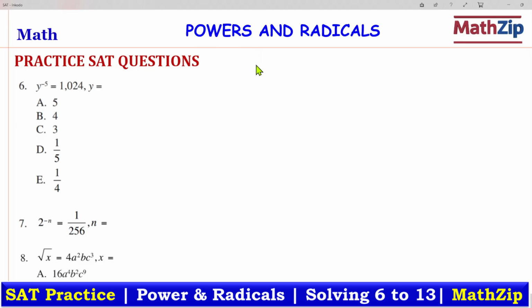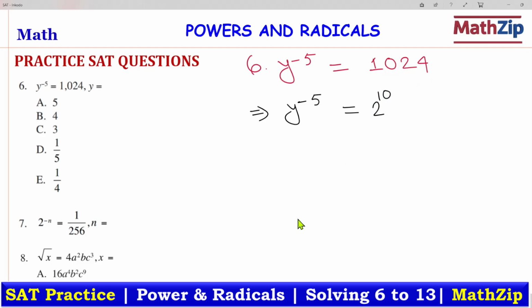Question 6. y to the power minus 5 equals 1024. We have to find the value of y. So here y to the power minus 5 equals 1024. We can write 1024 as 2 to the power 10, but here no bases are similar, either power or base.